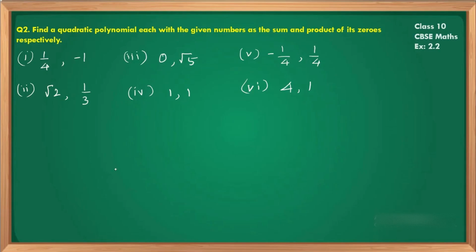Now the students, please find out the question 2, which says find a quadratic polynomial each with given numbers as the sum and product of its zeros respectively. This is in exercise 2.2, and in this question 2 we have total 6 sub-questions.